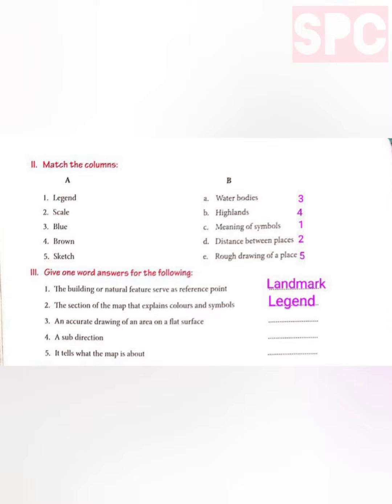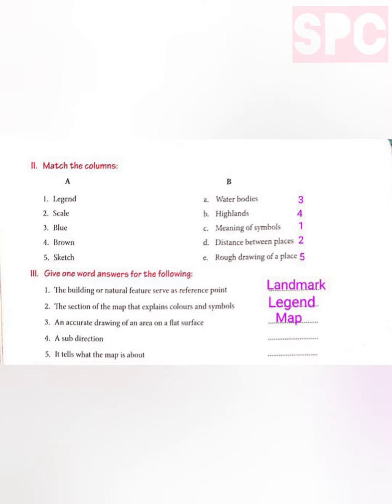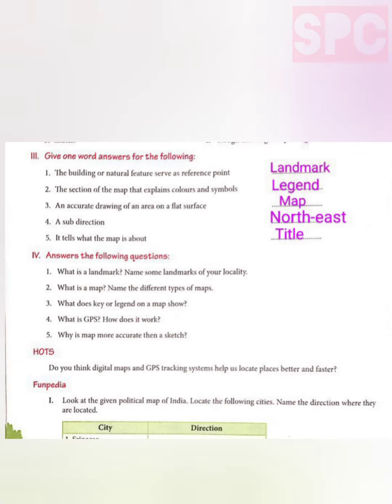Part 3. An accurate drawing of an area on a flat surface. So it is a map. Part 4. A subdirection. So you can write the name of any of the subdirections. Here I have written northeast. Part 5. It tells what the map is about. So it is the title.